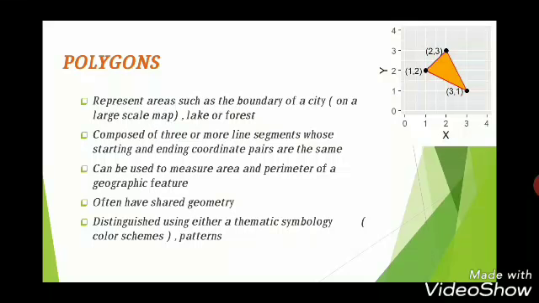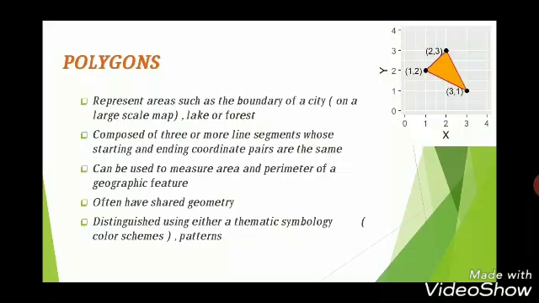The third type is polygons. They represent areas such as the boundary of a city on a large scale map, a lake or a forest. They have a single starting and ending point and will be composed of 3 or more line segments. Since they are two-dimensional, they can be used to measure area and perimeter of a geographic feature.